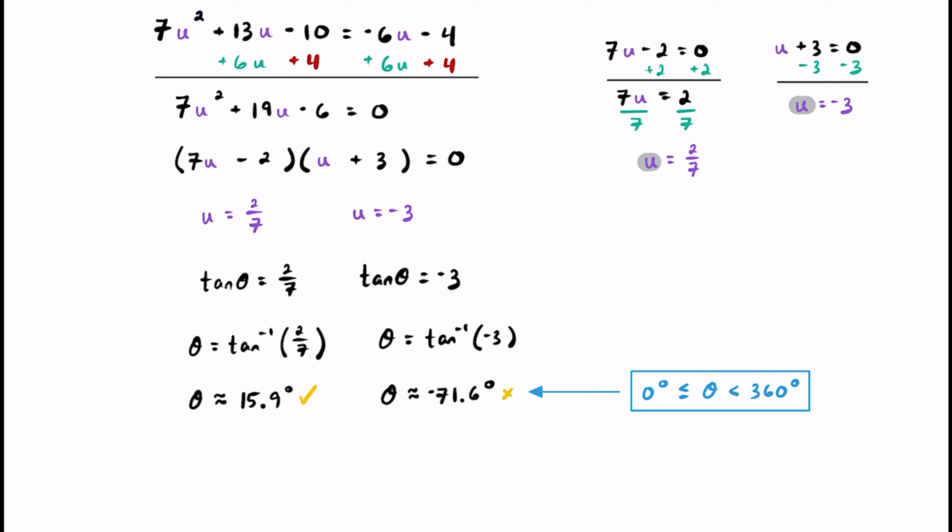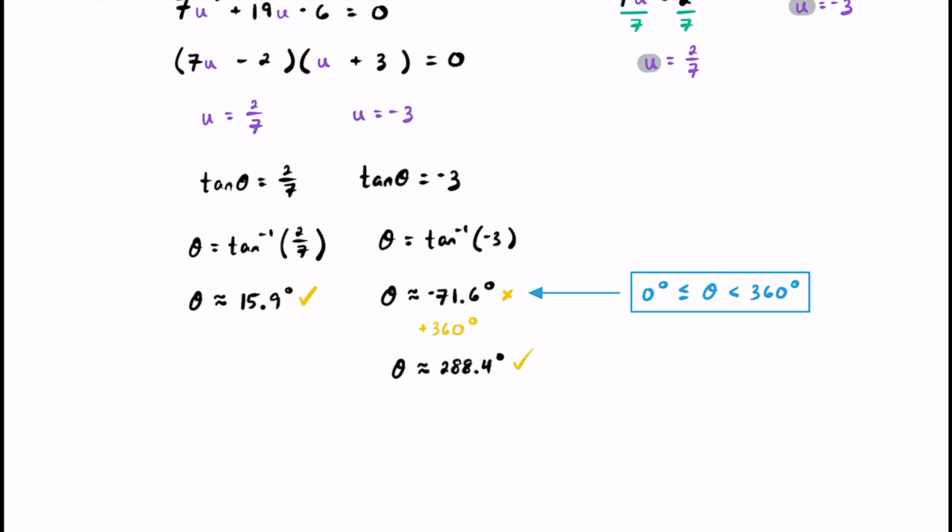So keep in mind that what we can do to take care of that is find another coterminal angle. If we add 360 degrees to this, it's going to bring us to the same location, just another revolution around that circle. If we do that, the same location is going to be about 288.4 degrees, okay? And this fits between 0 and 360, so we like this one better.